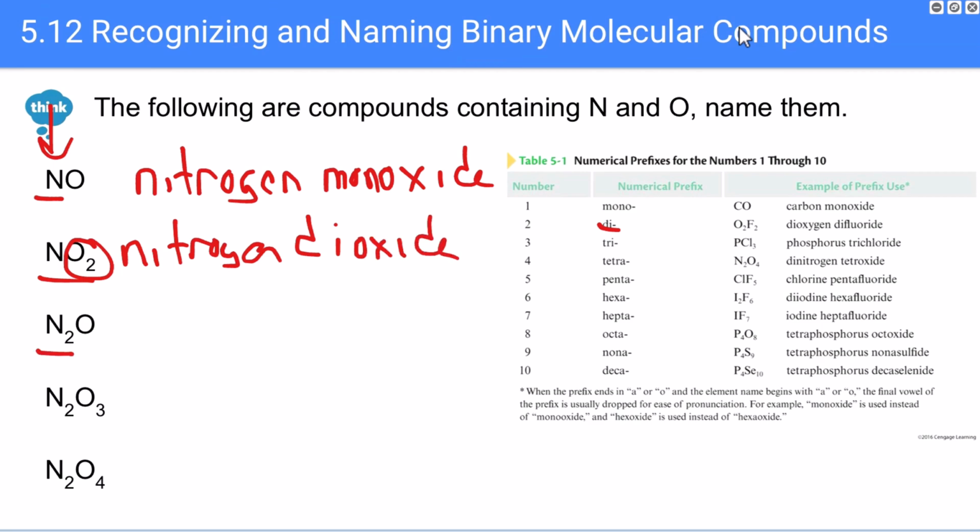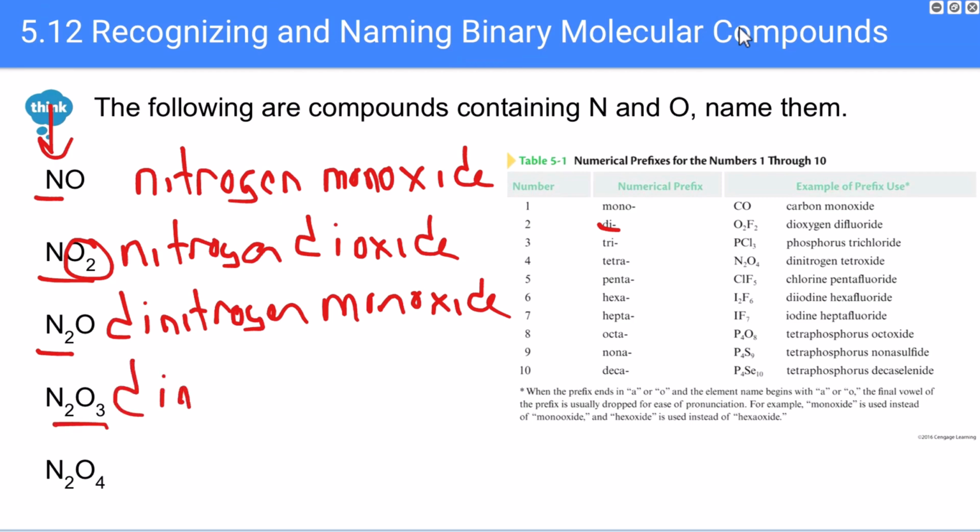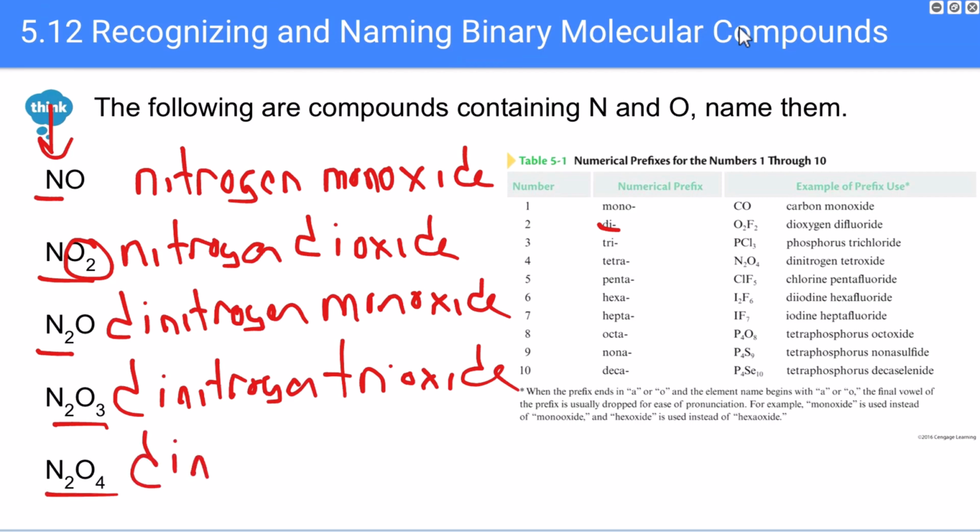N2O, we use prefixes for the first one if it's not mono, so this is dinitrogen monoxide. N2O3, dinitrogen trioxide. N2O4, again, no reduction here, dinitrogen tetraoxide.